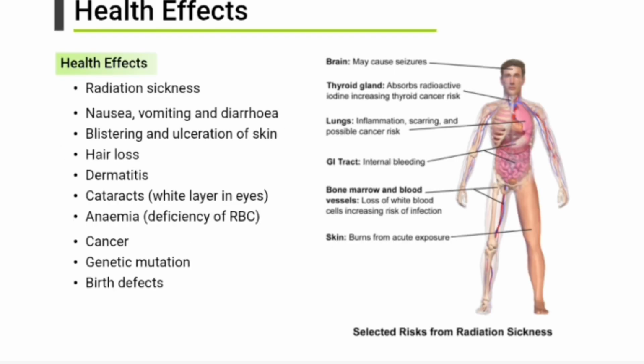Exposure to various radiation sources can result in a range of health effects, including radiation sickness, which may manifest with symptoms such as nausea, vomiting, and diarrhea. Additionally, skin-related issues such as blistering, ulceration, and hair loss may occur. Other health impacts include dermatitis, the development of cataracts, a white layer in the eyes, anemia, a deficiency of red blood cells, increased risk of cancer, genetic mutations, and the potential for birth defects.